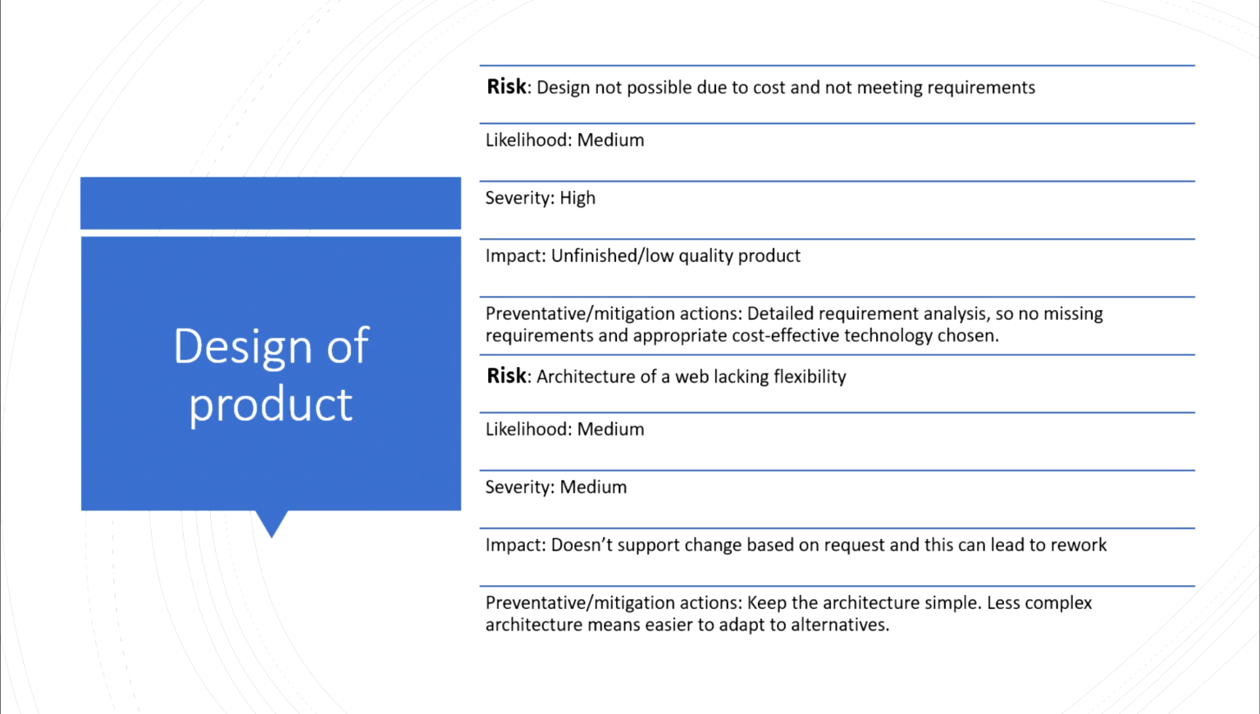The second risk here would be architecture of the website lacking flexibility. Likelihood is medium, severity is also medium. Impact would mean that the website wouldn't support change based on request from the client, for example, and this could lead to rework. To prevent this, keep the architecture simple. Less complex architecture means it is easier to adapt to changes.